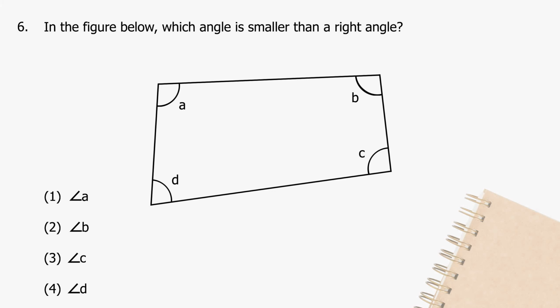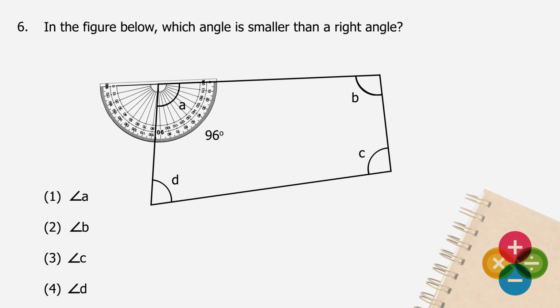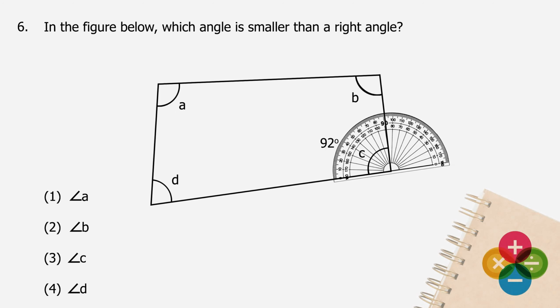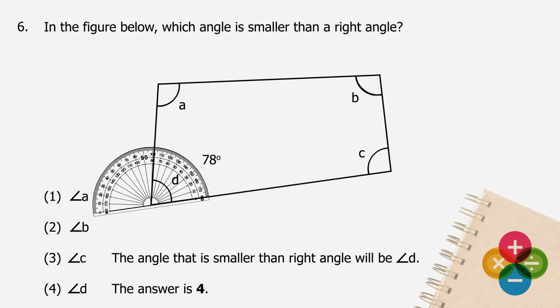Question 6. In the figure below, which angle is smaller than a right angle? The angle for angle A is 96 degrees. The angle for angle B is 95 degrees. The angle for angle C is 92 degrees. The angle for angle D is 78 degrees. The answer is 4.